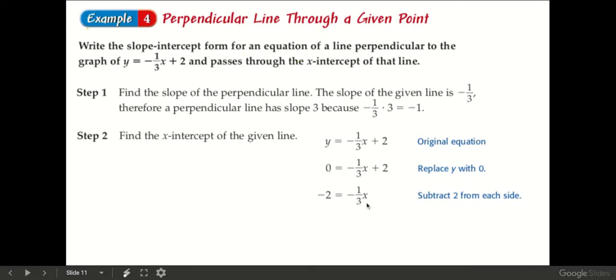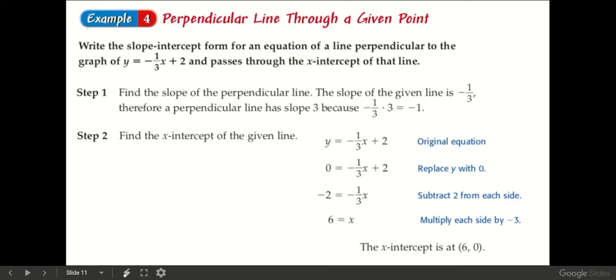So if I'm trying to solve for x, I got to get rid of this fraction. And remember, I can multiply by the reciprocal. I can multiply by negative 3/1, or just multiply by negative 3. And when I do that to both sides, that equals x equals 6. So now I know that my x-intercept has to occur when the x value is 6, which would be the point 6, 0. That's where the x-intercept is for this line.